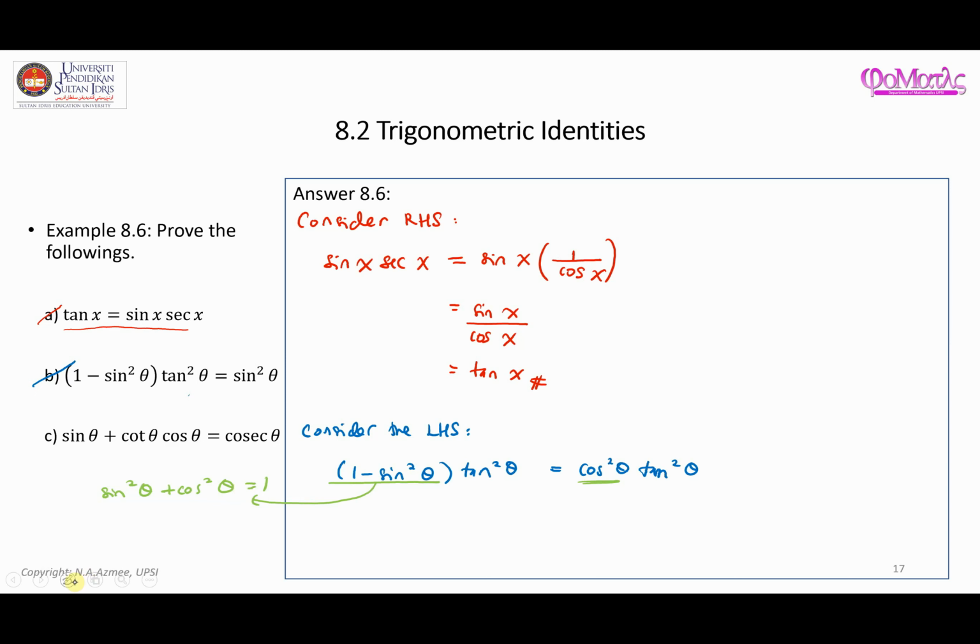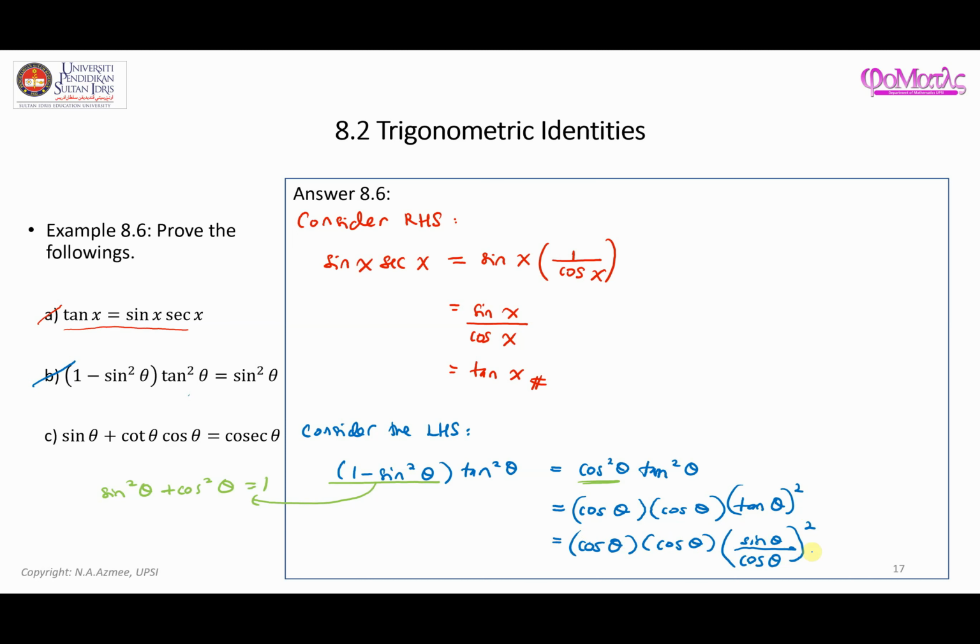Next, we can simplify that some more. I can write down cos squared theta as cos theta times cos theta. Now tangent squared theta is equal to tangent theta, and you square it. Now what is tangent theta? Tangent theta is sine theta over cos theta, squared.